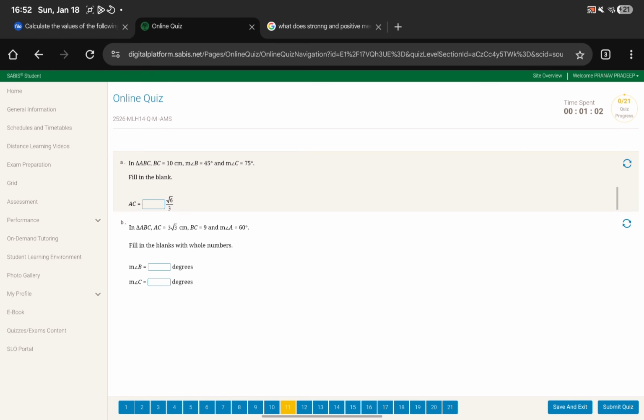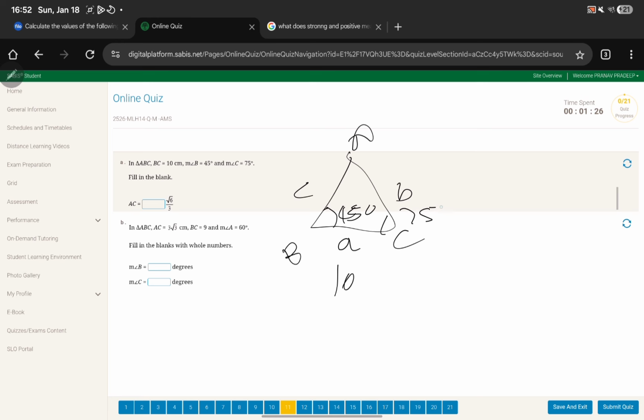We use the same concepts. Again, draw a triangle ABC. Then you mark this as A, lowercase b, C. And then just put 10 centimeters because it's given. BC is 10, the measure of angle B is 45 degrees and the measure of angle C is 75 degrees. Alright, so far we have this.